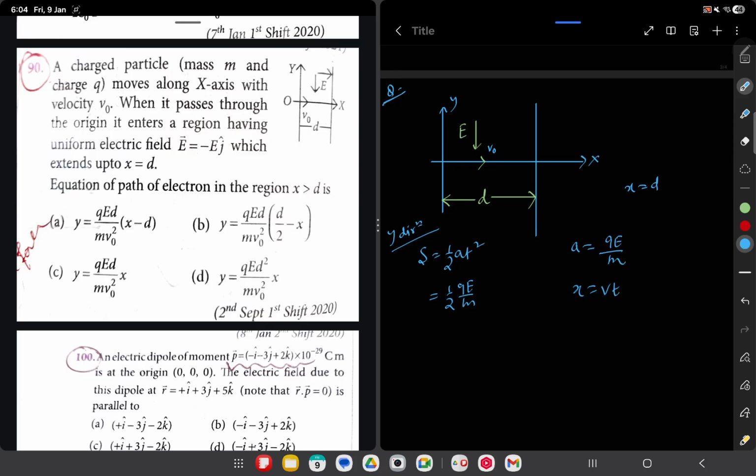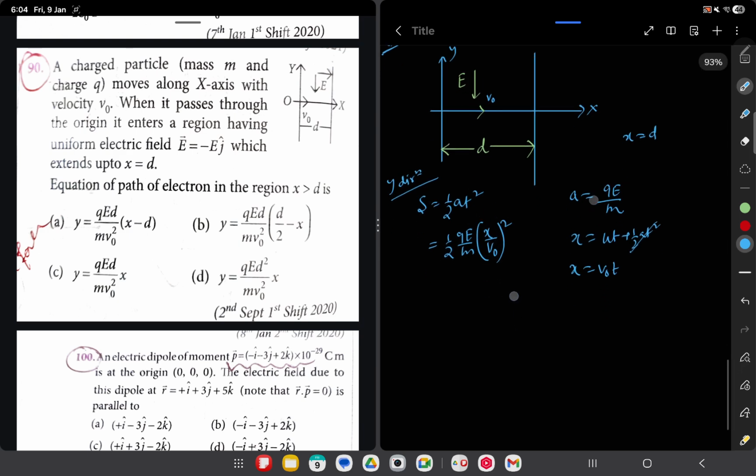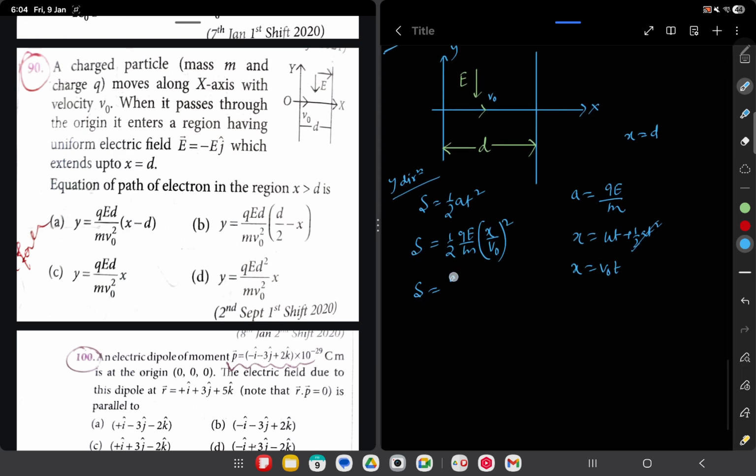In the x direction there will be no force, so there will be uniform velocity. x is equal to ut plus half at square, there will be no a, so x is equal to v naught t, so t will be x by v naught. So s is equal to qE by 2m into x square by v naught square. As the value of x is d for this one, that will be qE d square by 2m v naught square. So from this you will get this coordinate, d comma qE d square by 2m v naught square.